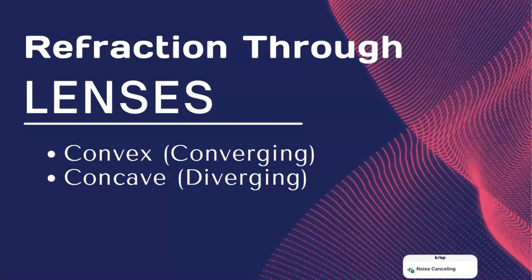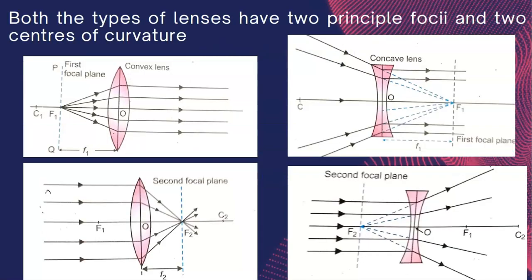Refraction through lenses. There are two kinds of lenses. There is a convex lens, also known as a converging lens, and there is a concave lens, known as a diverging lens. Lenses are pieces of glass, hence they are known as optical medium.